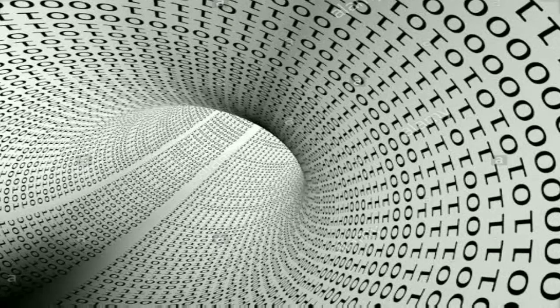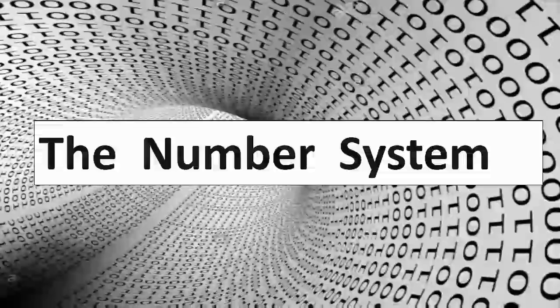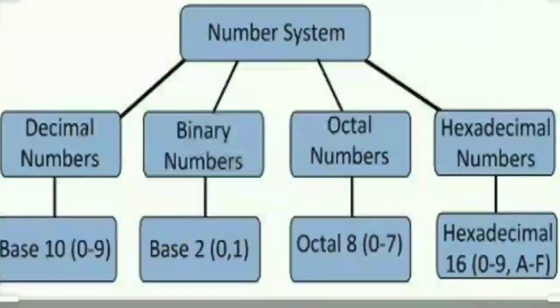Hello friends, let us begin with today's topic, that is the number system. It is quite an interesting topic and let us see what are the categories in it, what are the uses of it. So let us begin with the number system, the categories. Number system has four categories: the decimal numbers, binary numbers, octal numbers and hexadecimal numbers.